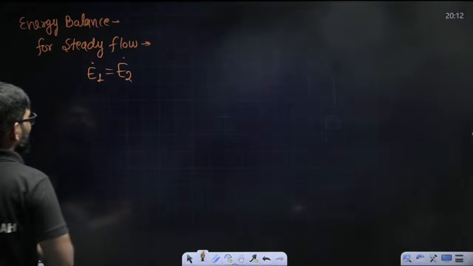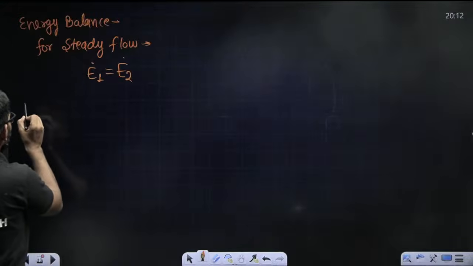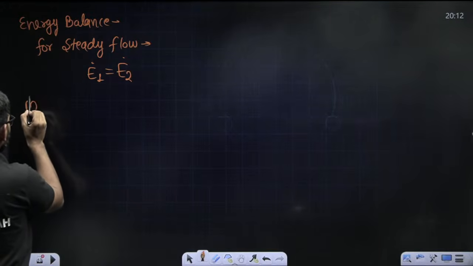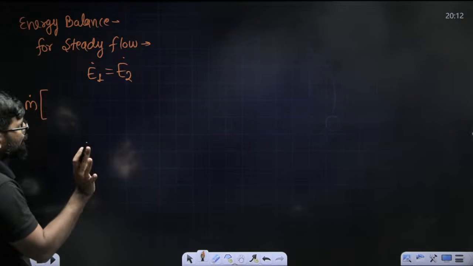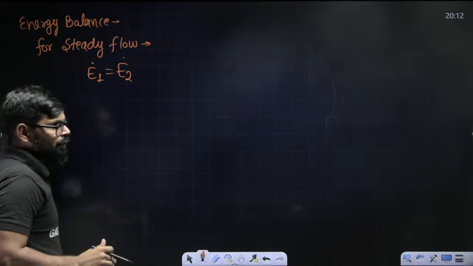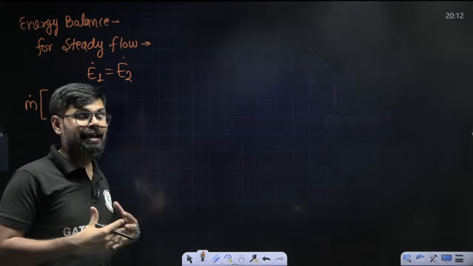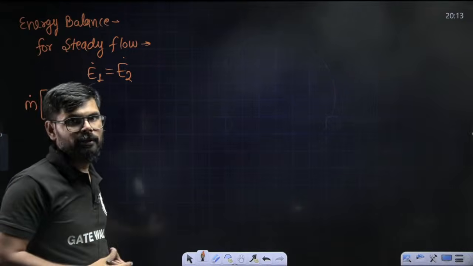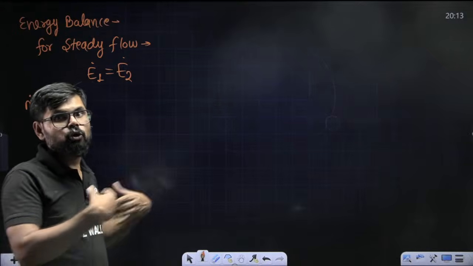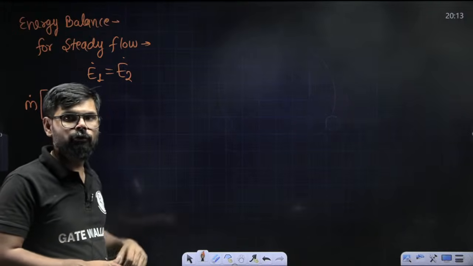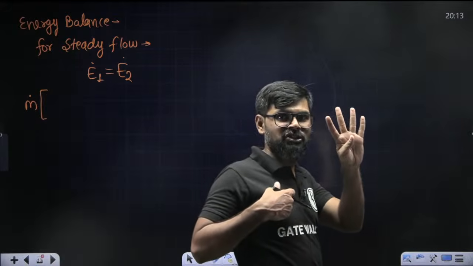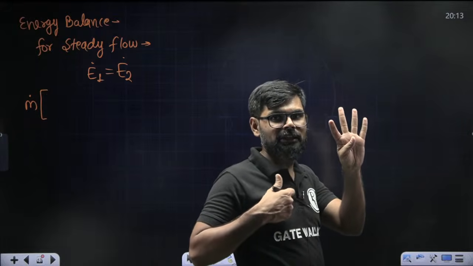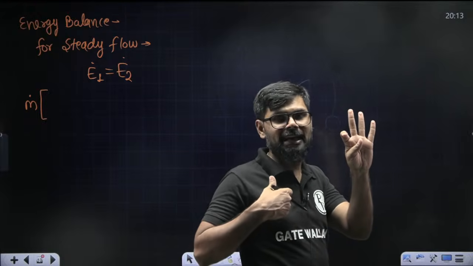So basically what I'm going to write is m dot, because m1 dot is equal to m2 dot. That's why I'm writing m dot, right? First I'm going to write the energy entering through the fluid. Through the fluid, four things will be there. One is internal energy, the energy inside me.